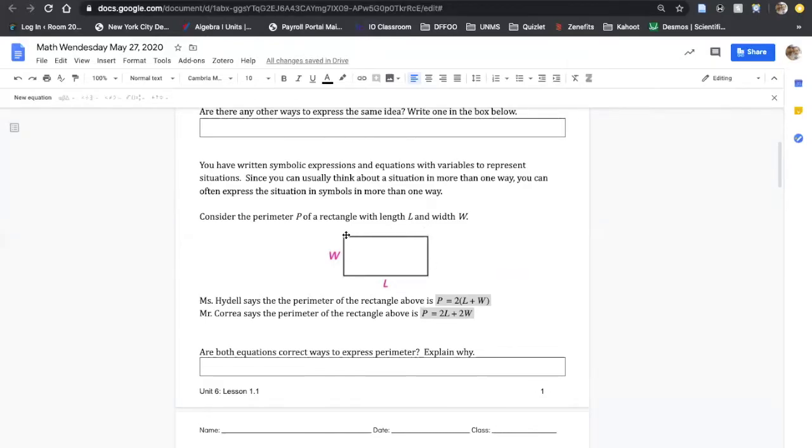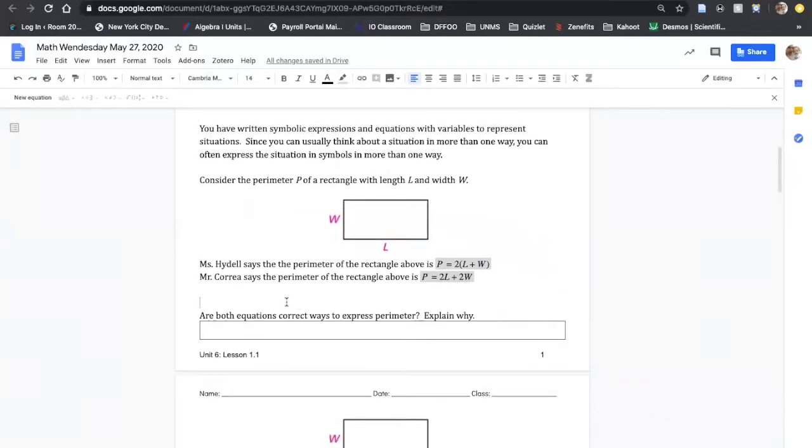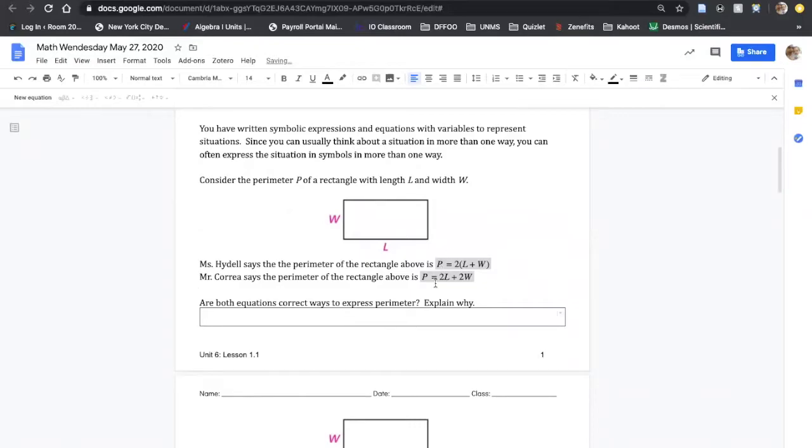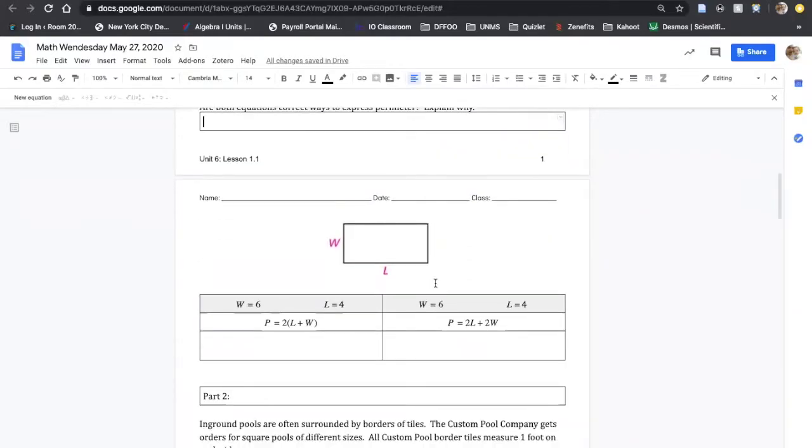For example, Miss Heidel said that she thinks the perimeter is equal to 2 times the sum of the length plus the width. But the way that I think about it is, it's 2 times the length plus 2 times the width. So what I want you to do first is just write down here, are both of these correct, and explain why you think they're correct in words. After that, just to make sure that they're correct, we're going to go ahead and verify by trying to substitute in a width and a length that's given.